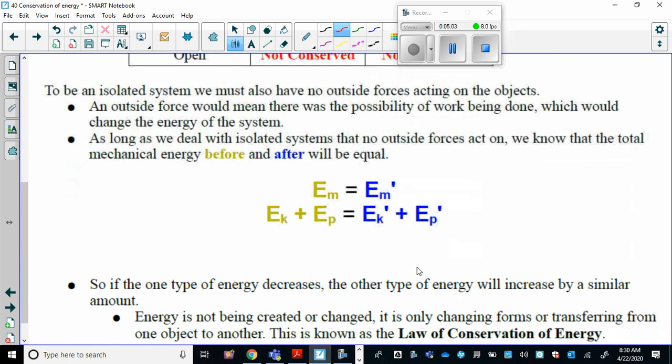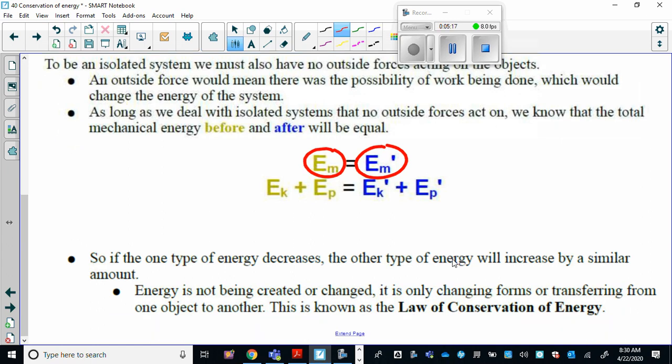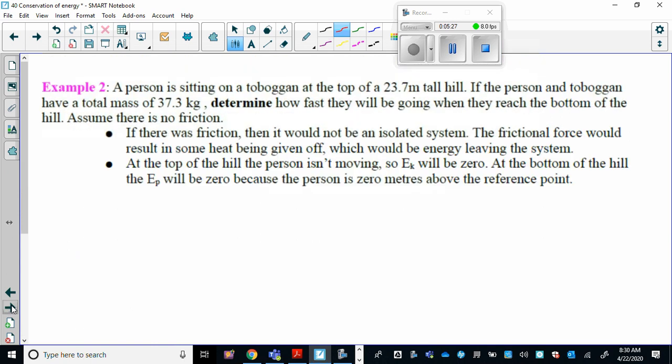And here is conservation of energy right here. The mechanical energy before equals the mechanical energy after. And as stated, this is known as the law of conservation of energy. It's a pretty important law for Physics 20 and Physics 30.